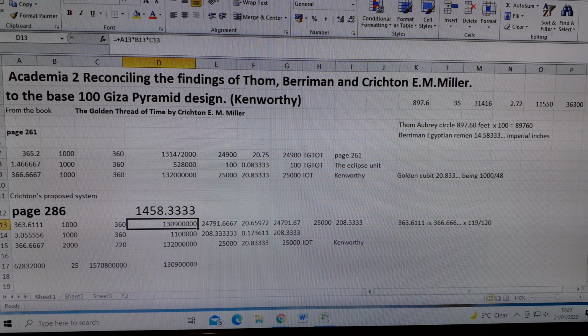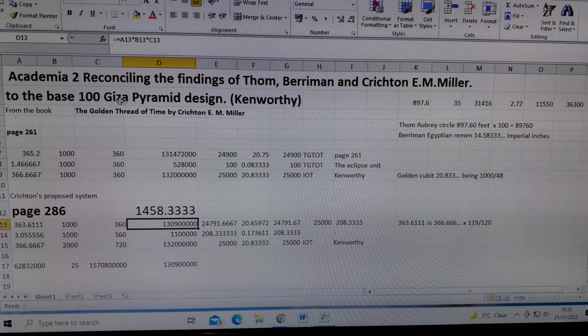That's 100 Remen. We divide that Remen by 20 and we get the digit. So absolutely everything is stacking up on this number. Thom, Berriman, Crichton and myself, we're all hanging on this number here. And it's almost impossible that this could be anything other than by deliberate design, and that Crichton's got it right, I've got it right, Thom's got it right, and Berriman's got it right.